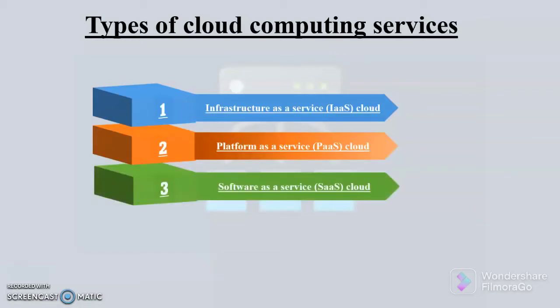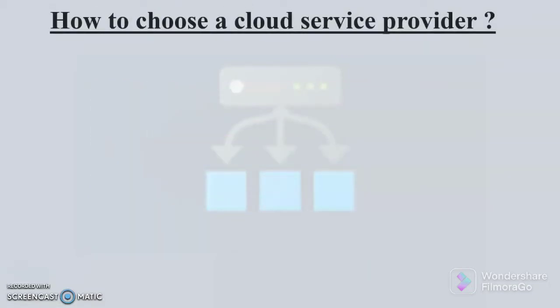Next one is software as a service, also known as SaaS. This is a distribution model that delivers software applications over internet. These are also known as web services. So this include Microsoft's 365 and Google's Gmail, which is an email service, etc. Now let's see how do we choose the cloud service provider.